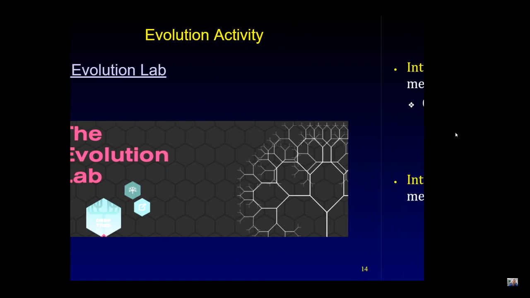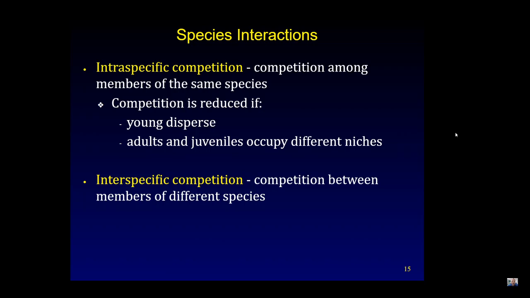All right, so to go on, just know there are two different kinds. When we're talking about species interaction, we're talking about two different types from here on out: intraspecific and interspecific. Intraspecific competition is competition among members of the same species. Competition is reduced if young disperse or adults and juveniles occupy different niches or eat different things. But this is competition within your species. Think about you competing versus one of your classmates, right? You're competing in your species.